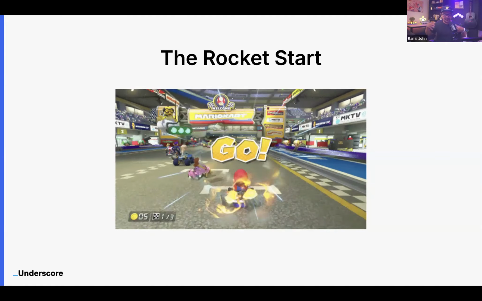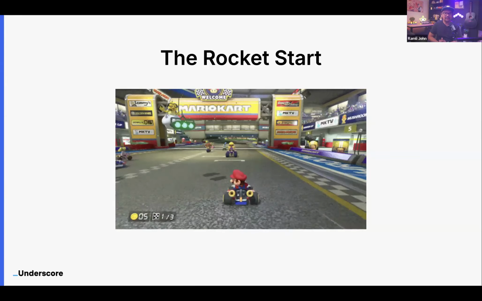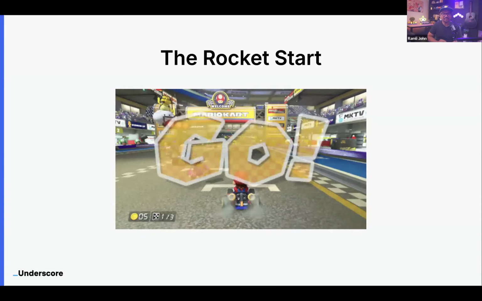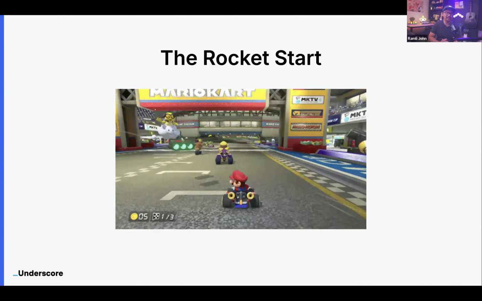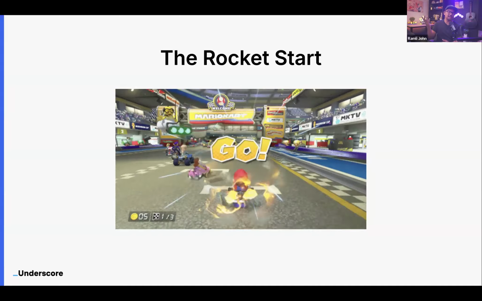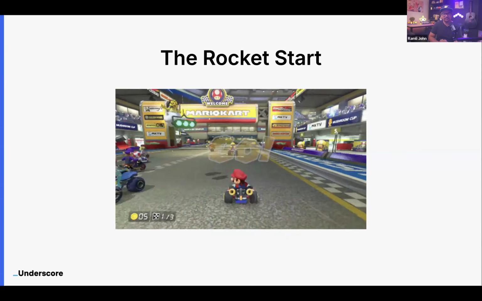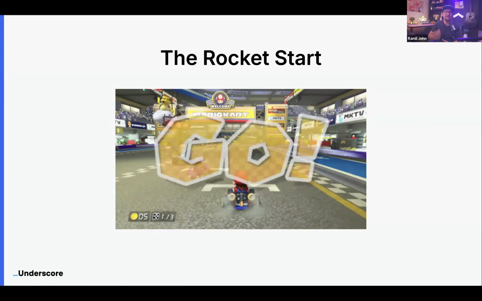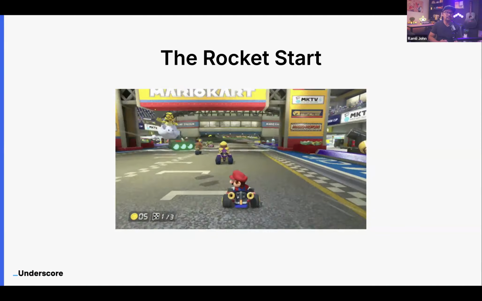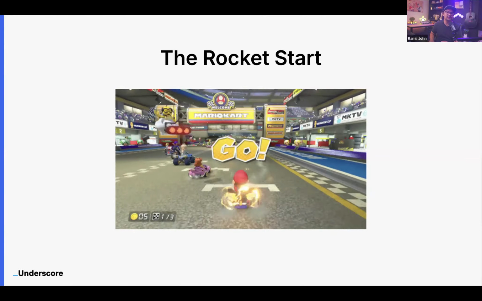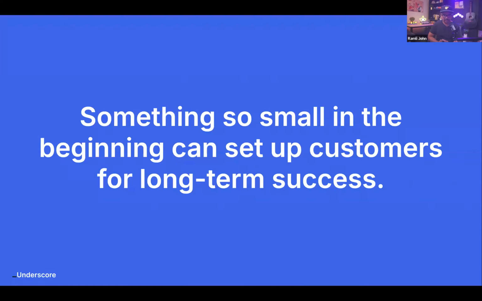And this lesson applies to Super Mario Kart, but I've come to realize growing up now, in my adulthood and work life, that this applies to so many things. It applies to how that small thing in the very beginning can make a big impact at the end. Things like networking events or dates or interviews. And I want to tie this back to customer experience, is that something so small in the beginning can really set up our customers for long-term success.